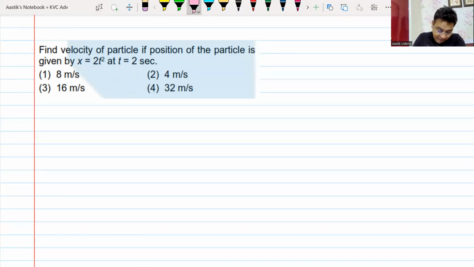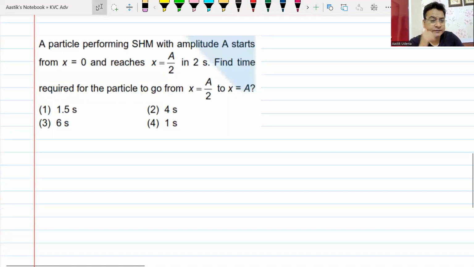See, God exists. So if you just keep doing the simple things correctly, velocity is nothing but the derivative of position. You differentiate it once, you will get 4t. You put t as 2. You don't have to even use your copy and pen, and you will end up with 8 meter per second. That takes us to the third question. Same paper, and it comes on your screen now.